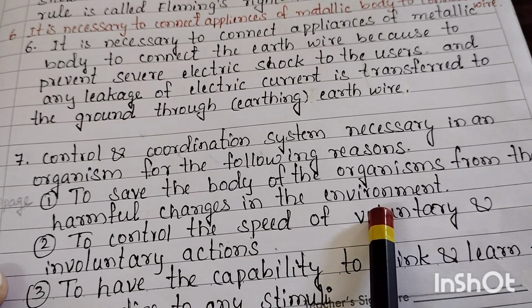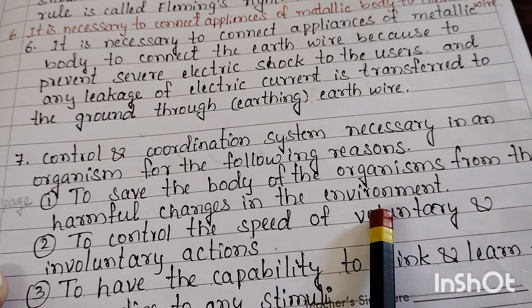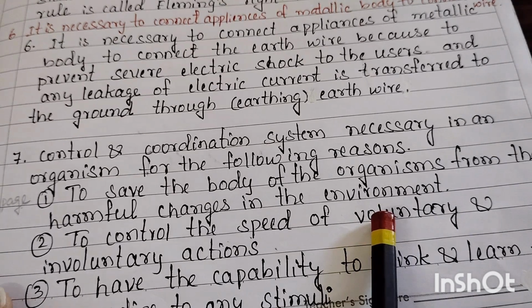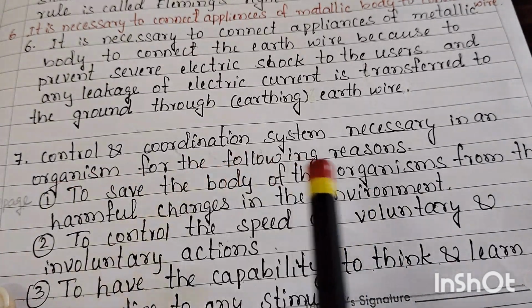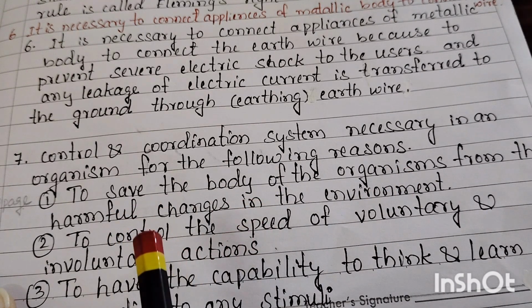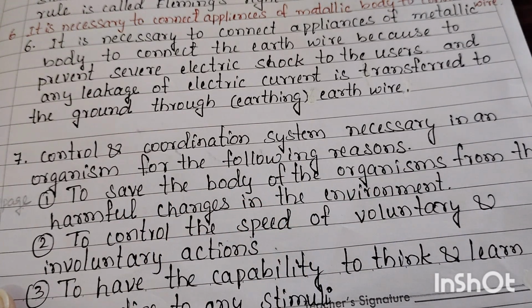For example, when a bright light is focused on our face, or when we touch a hot object, we detect the changes in the environment. Respond to it with a movement in order to protect ourselves. Hence, the coordination and control system is necessary to save our body from the changes in our environment.